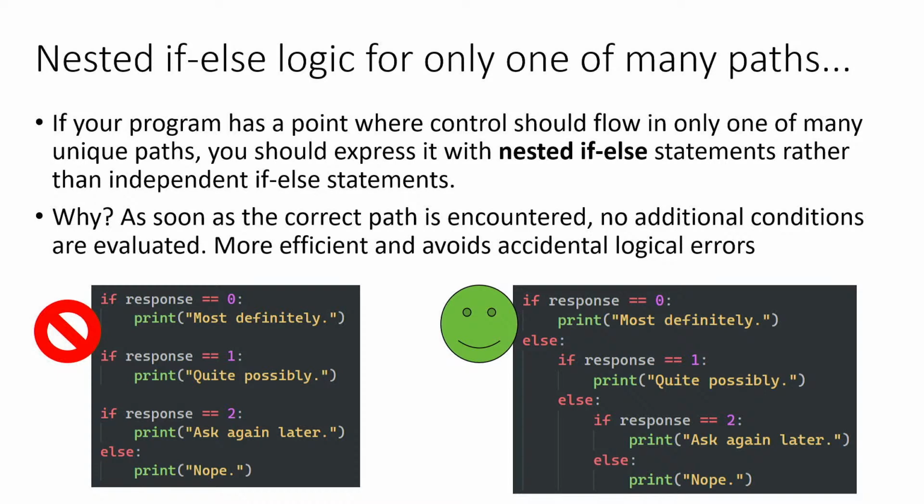But when you have a branching point in your program and you really just want one of a few different options, you really want to nest your logic with related if-else statements rather than have a bunch of unrelated if statements. Not only is it a little bit more efficient, but it will also avoid accidental logical errors. For the example, the one that we just saw, you probably didn't want nope to print if response was 0 or 1, but it would have, like we just worked out.